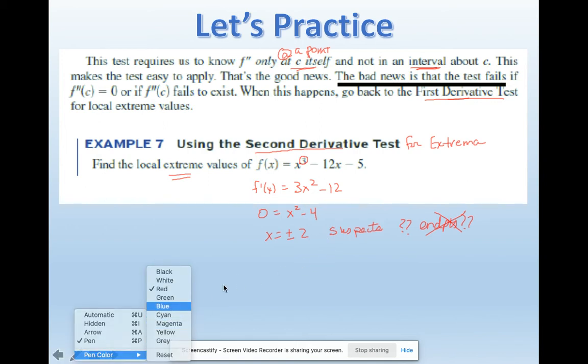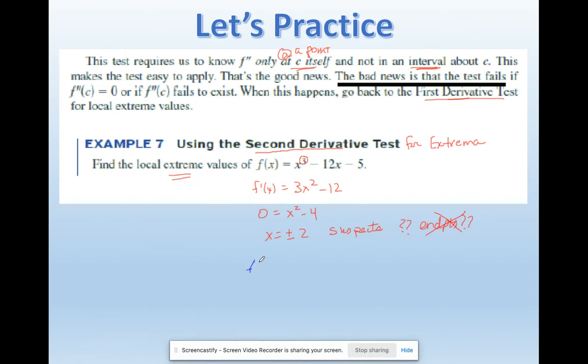Instead of making a number line, go ahead and find the second derivative. Your second derivative is what you need to test. Take your suspects to the second derivative lineup, if you will. You plug in 2 and I get 12. I don't really care about 12. I care that it's positive. I plug in -2, I get -12. I don't really care. I just care that it's negative.